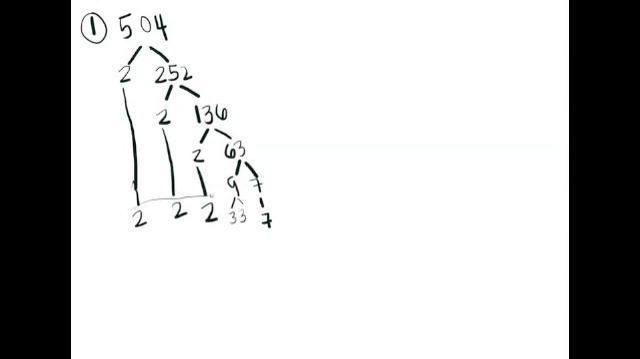If you wanted to write a product of primes, 504 would be 2, and we have three 2's here, so it becomes 2 to the third, because there's 1, 2, 3 twos, times 3 squared, because there's two 3's, 3 times 3, times 7. And that's how we would write 504 as a prime factorization.